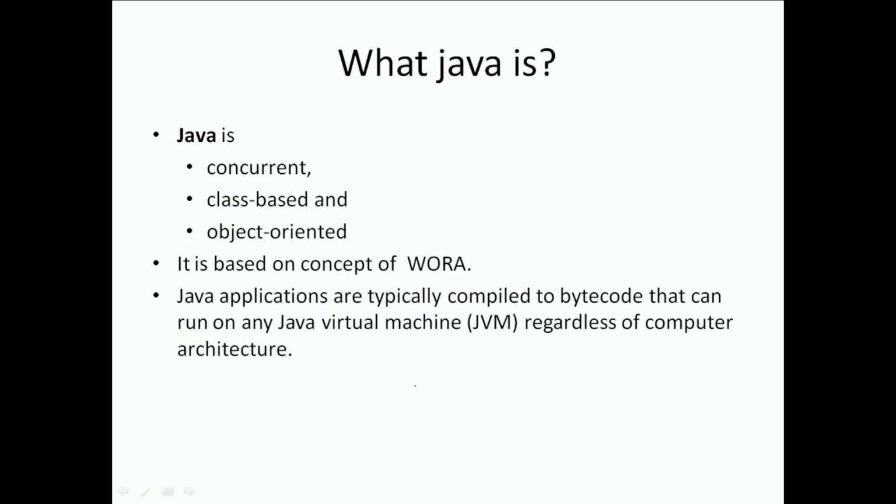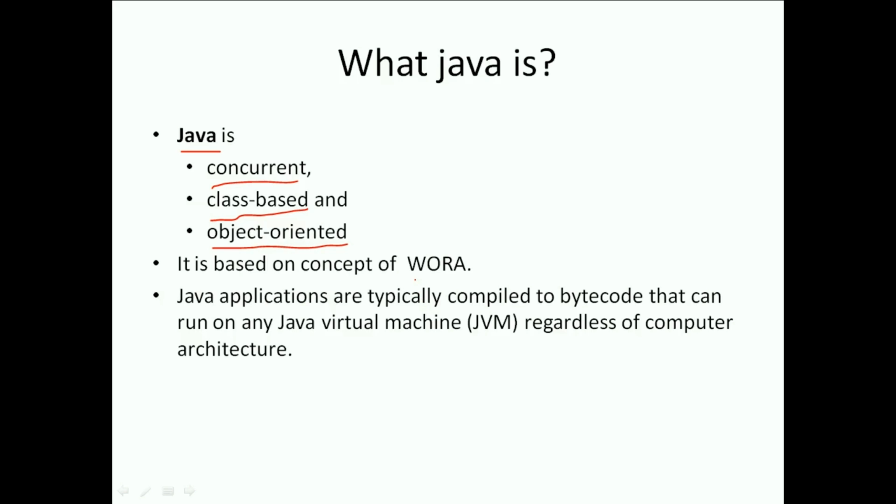Now the question arises: what is Java? Java is a general purpose programming language that is concurrent. Concurrent means several tasks can be performed simultaneously. Next, it is class based. In Java, all the work is done under classes, thus it is called class based. The third one is that it is object oriented, so it uses the concepts of encapsulation, polymorphism, abstraction, inheritance, etc. We will see all the object oriented concepts in further slides.